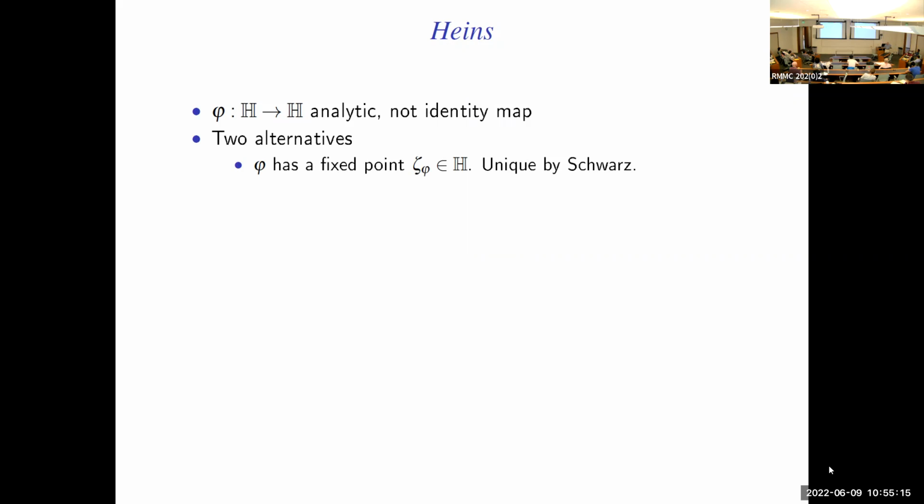So if you have a function from the upper half plane to itself, analytic, and not the identity map, this is an important point here. There are 2 alternatives. Alternative number 1 is that phi has a fixed point.